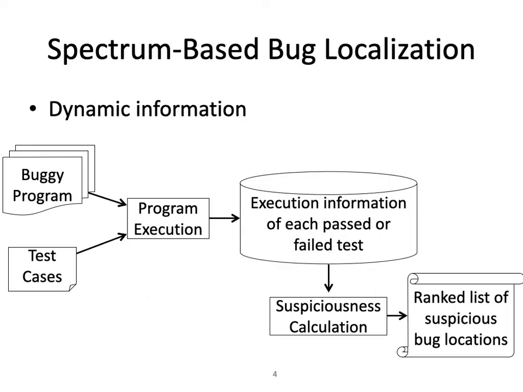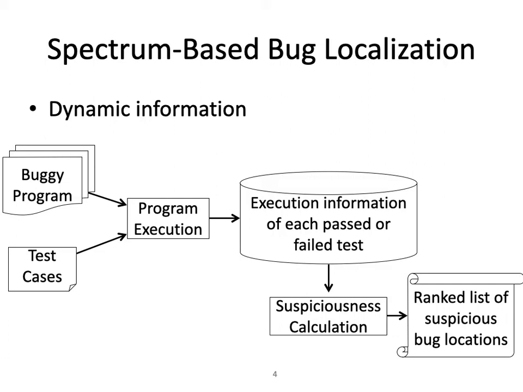Another kind of technique is spectrum-based bug localization. Given a buggy program and a set of test cases, including pass and fail tests, spectrum-based bug localization executes the program with all the test cases in order to collect the execution information of each passed or failed test and to calculate the suspicious score of every location so that it can rank the code locations based on the scores. So such techniques mainly leverage dynamic information relevant to bugs.